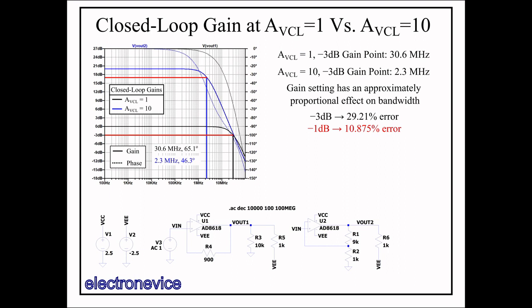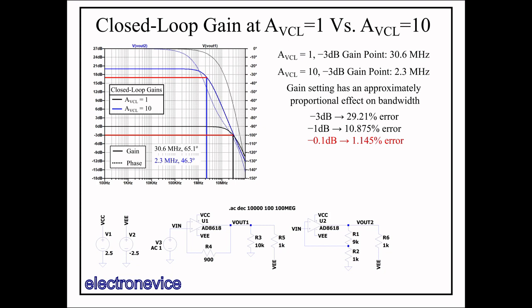However, that's still pretty significant. And so one of the go-to high precision metrics is the 0.1 dB gain flatness, where the gain does not increase or decrease by more than 0.1 dB across the entire bandwidth. This is closer to a 1% error.